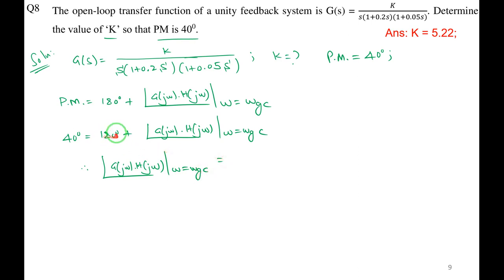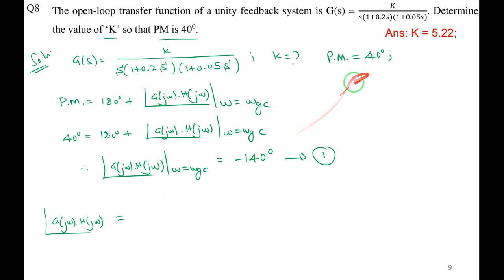So therefore angle of G(j omega) H(j omega) at omega equal to omega gc is 40 degrees minus 180. Is it fine? 40 minus 180, so I am getting minus 140 degrees. Call this equation 1. So we know how to find out the angle, right? First we'll calculate angle of G(j omega) into H(j omega), and at omega equal to omega gc we'll substitute later. First we'll find out the angle.